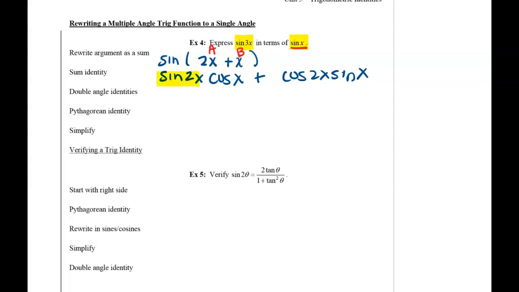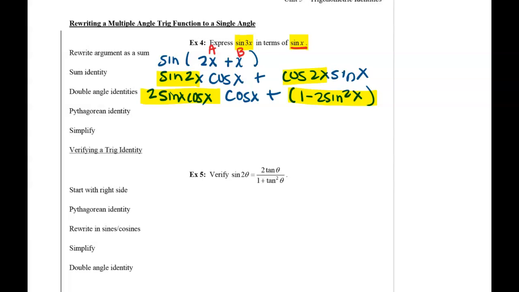Now you can see I have double angles. I have a sine 2x and a cosine 2x, so I'm going to rewrite those using the double angle identities. The sine of 2x is equal to 2 sine x cosine x, and I'll highlight what I replaced. And then I still have cosine x plus cosine 2x. There are 3 double angle identities for cosine. I am going to use the 1 minus 2 sine squared x. So I'm highlighting what I'm going to replace.